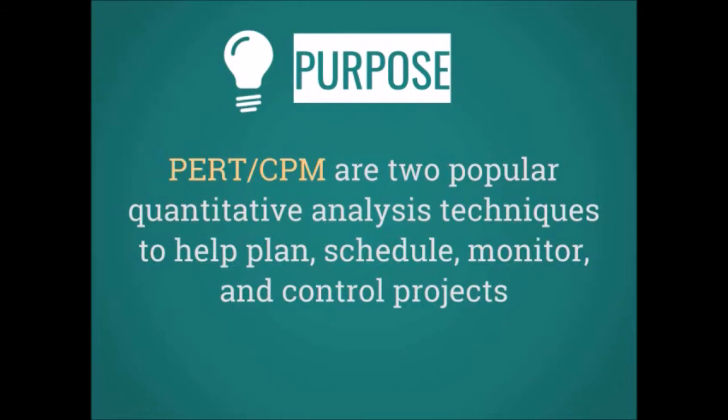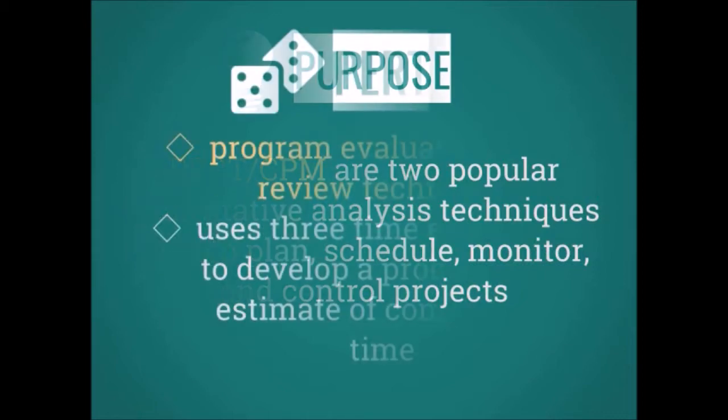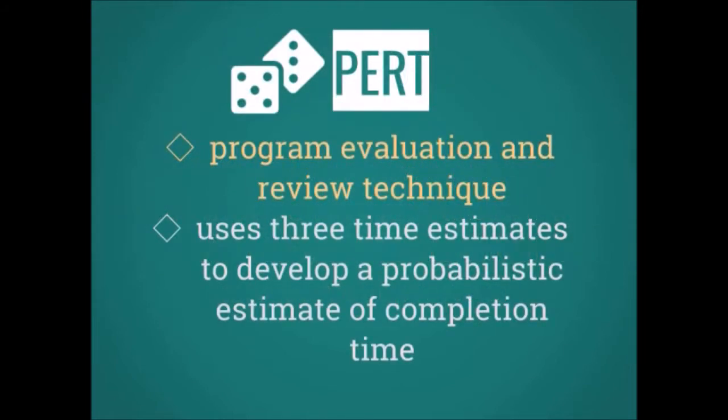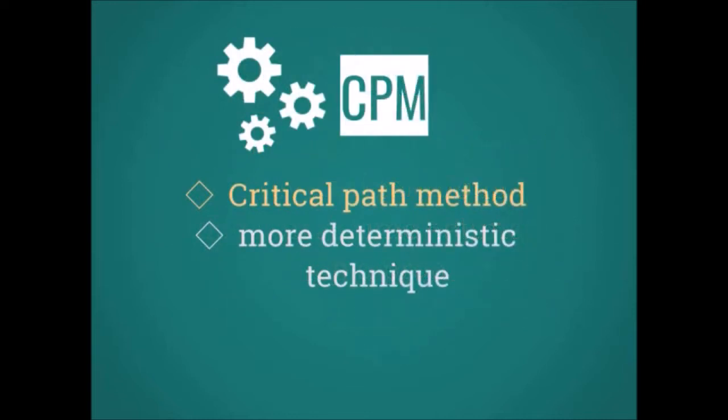Now, let's get to know what PERT means. PERT stands for Program Evaluation and Review Technique. It uses three time estimates to develop a probabilistic estimate of completion time. On the other hand, CPM stands for Critical Path Method, and it is a more deterministic technique as compared to PERT.